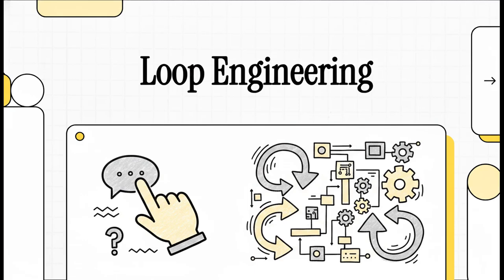Welcome to this explainer. Look, we're finally moving past the days of manually typing single prompts into a chat box and just hoping for the best. Today, we're entering a totally different world, a world where we engineer automated systems. We're diving deep into loop engineering. If you want to understand how serious professionals are actually getting work done with AI right now, you are in the exact right place. Let's get into it.